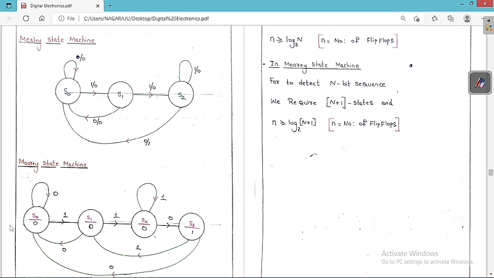This is the Moore state machine diagram that we get, used to detect the sequence 1, 1, 0. In alphabetical order, the initial letter E comes earlier than O. So the Mealy state machine comes earlier than the Moore state machine.